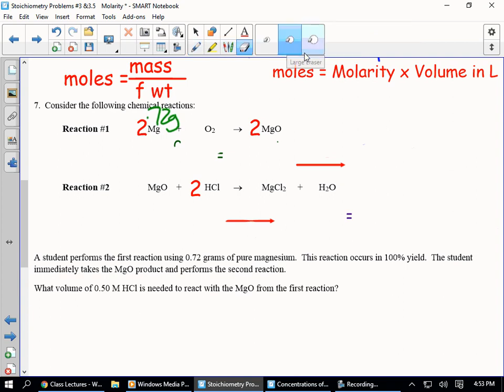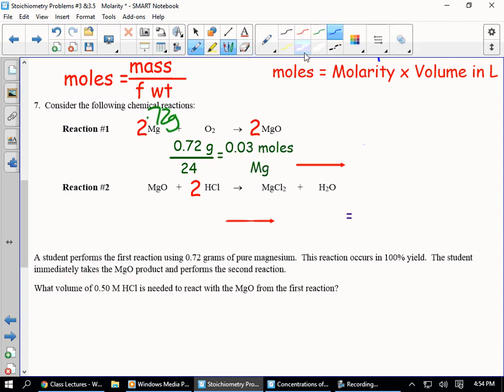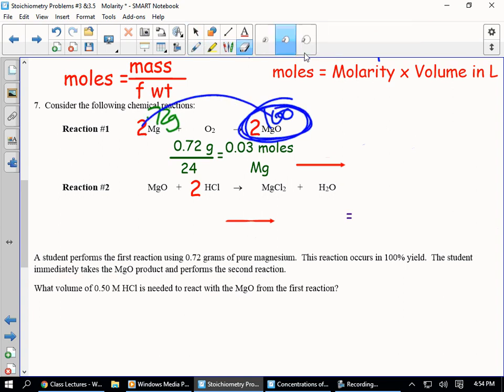So let's figure out how much we're going to make in the first reaction. I have grams, so I'm going to take my grams and divide by the formula weight of just magnesium. When you do that, you're going to get 0.03 moles of magnesium. Now it says 100% completion. So how much of this are we going to make? It is a 2 to 2, so I'm going to keep the moles the same.